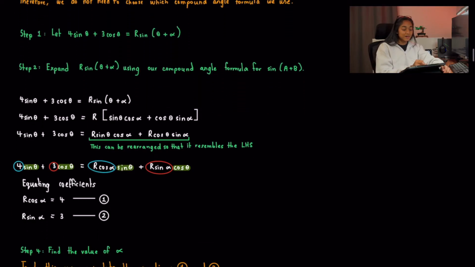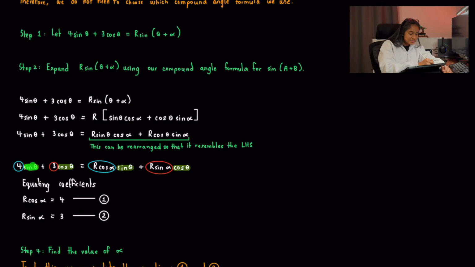Okay? And now that we have it in this form, we could rearrange it so it resembles the left-hand side. When it resembles the left-hand side, this becomes useful because then we can equate the coefficients. So you'll notice that sine theta and sine theta are here, and cos theta and cos theta are here. So if we rearrange it, meaning putting this behind and this comes closer here, we can look at that and say, oh, that looks similar, so we can equate them, right?